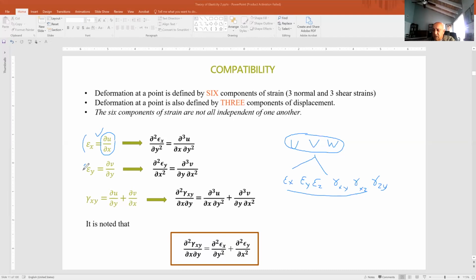The second equation defines epsilon y, the derivative of v with respect to y. Let us take the derivative of this equation on both sides with respect to x twice. So I end up with the second derivative of epsilon y with respect to x is equal to, look into that equation, the derivative with respect to x twice. So we end up with that expression. Let us add these two expressions.